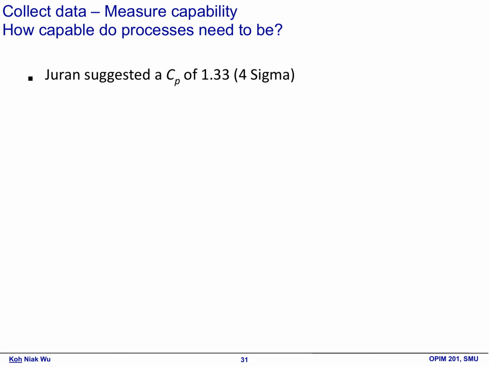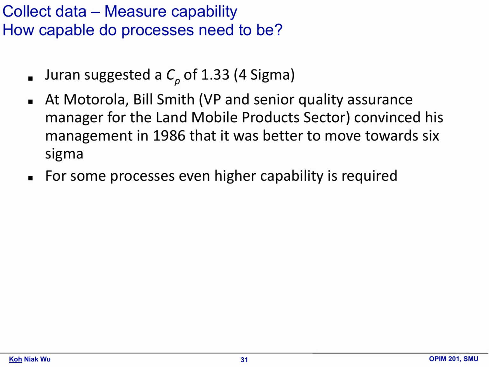Chian recommended a capability index, CP, of 1.33, which corresponds to 4 sigma quality. This standard helps us assess how well our processes perform. At Motorola, a leader named Bill Smith took this a step further. As the vice president of the land mobile products sector, he noticed something important in 1986. He realized that pushing for greater quality, specifically aiming for 6 sigma, was the way forward.